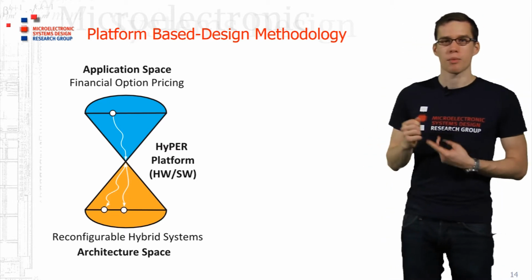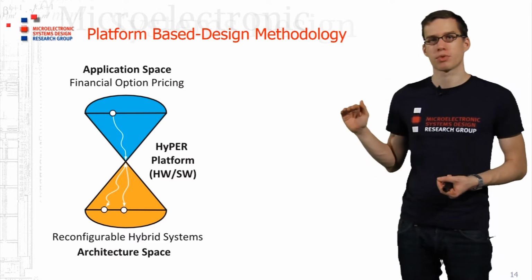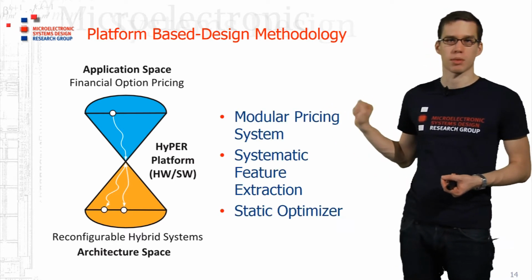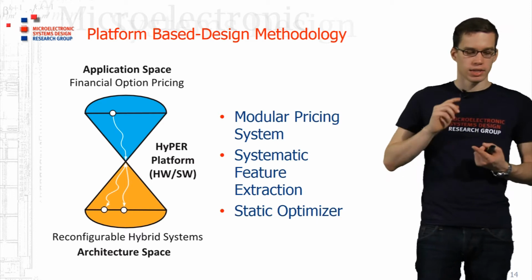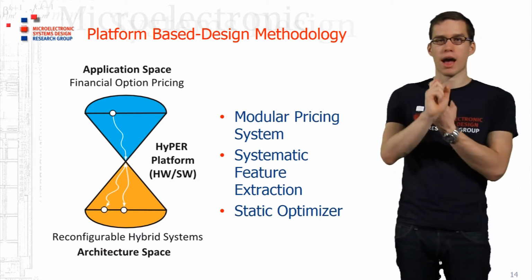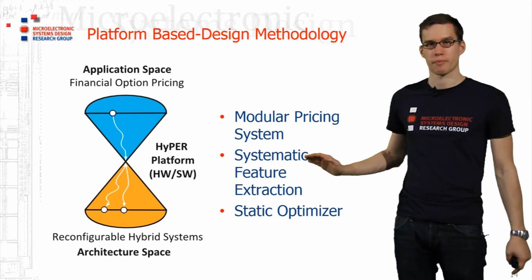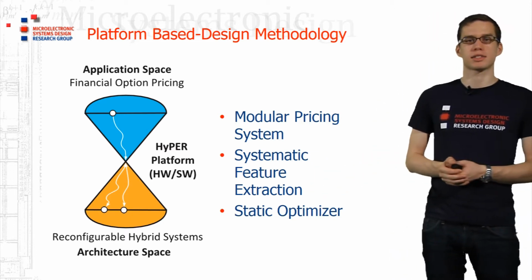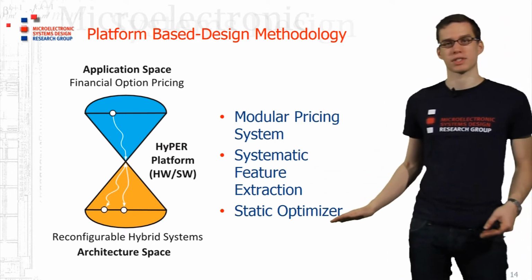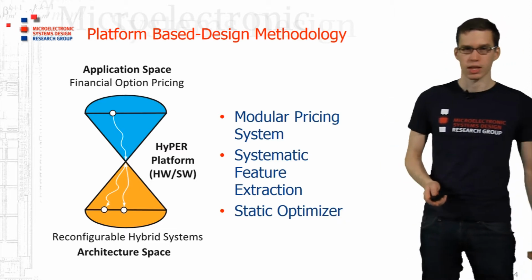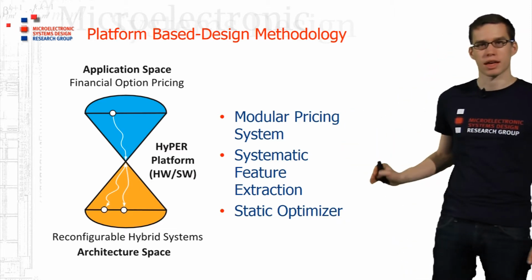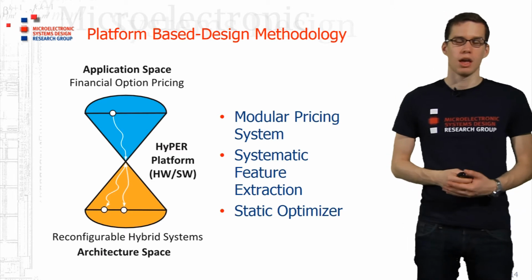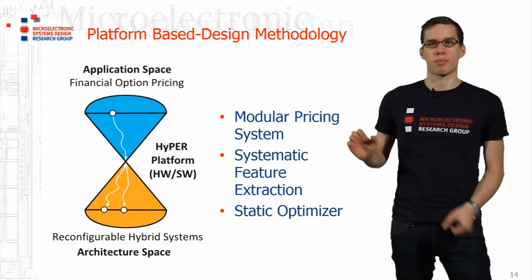One is we have a modular option pricing system. The second part is we have systematic feature extraction. And the last part is we have a static optimizer. So let's look at these three things individually. The first one is the modular pricing architecture.